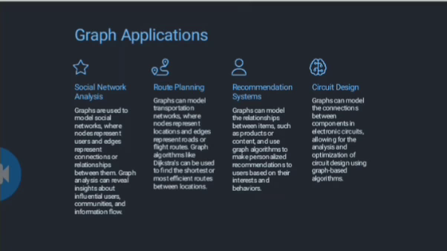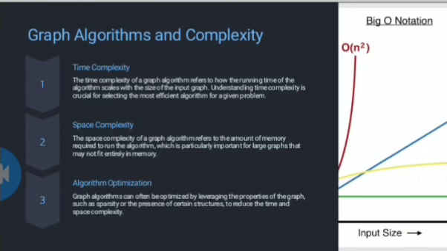Recommendation systems. Graphs can model the relations between items such as products or content, and graph algorithms are used to make personalized recommendations to users based on their interests and behaviors. Circuit design. Graphs can model the connections between components in electric circuits, allowing analysis and optimization of the circuit design using graph-based algorithms.